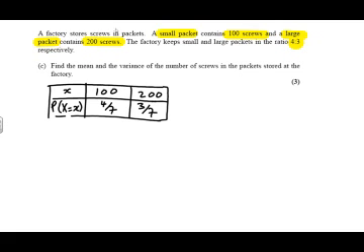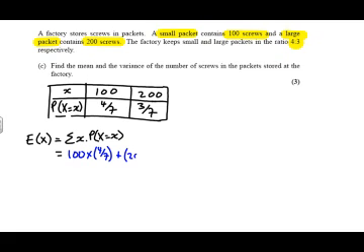Now that we've arranged it in this table, straight away we should be thinking back to S1 and discrete random variables and how we find the expectation and how we find the variance. So the expectation of X is the sum of each X value multiplied by its associated probability. So in this case, we're going to have 100 times 4 over 7 and 200 multiplied by 3 over 7. Into the calculators, and we should get 1000 over 7.